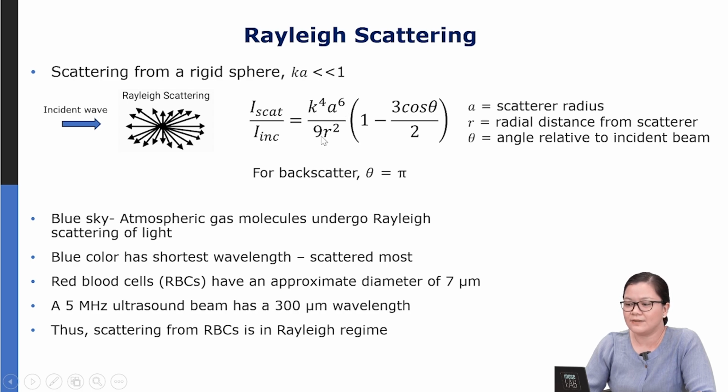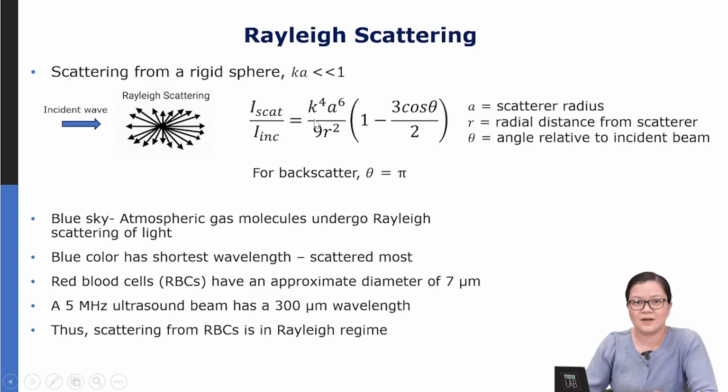We also have here the radial distance from the scatterer. So basically, from the transducer to the scatterer, what is that R distance? And theta would be the angle relative to the incident beam. So when we talk about the backscattered signal, that theta would be pi, or 180 degrees. So as you can see here, K is to the 4th power.